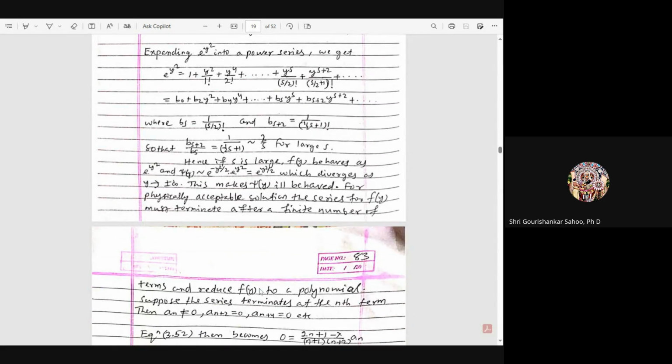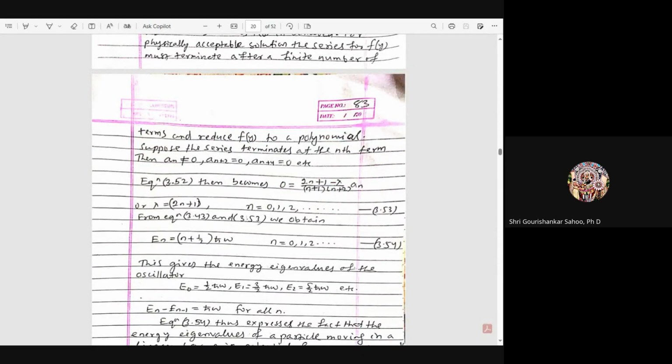So by expanding e to the power y square into a power series, you have this type of equation where b_s = 1 by (s/2)! and b_{s+2} = 1 by (s/2 + 1)!. So b_{s+2} by b_s is equal to 1 by (s/2 + 1), which is nearly equal to 2 by s for large s. So if s is very large, f behaves as e to the power y square, and psi will be nearly equal to e to the power minus y square by 2 multiplied by e to the power y square, which is equal to e to the power y square by 2.